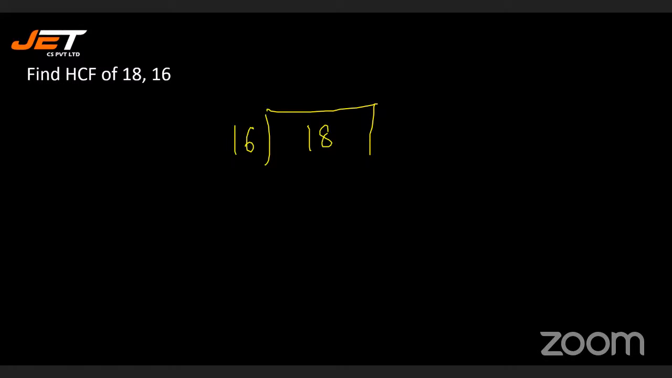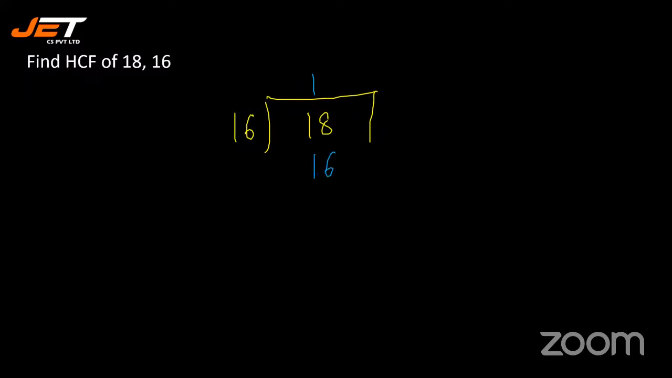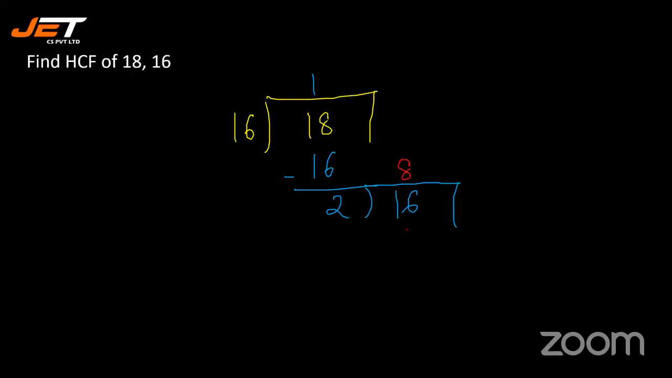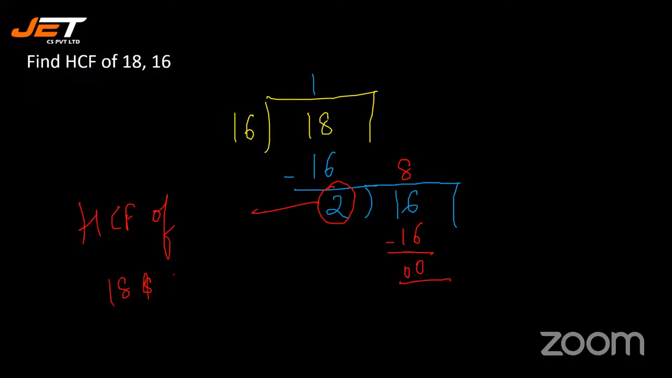All right. So let's do this. 16 times 1 is 16. These questions are very easy. 2 here as the remainder, which will become the divisor now. And 16, which was the divisor, will become the dividend now. Right? So 2 times 8 is 16. And here I can say that 2 again is the HCF of 18 and 16. Right? That's how we find the highest common factor with the division method.